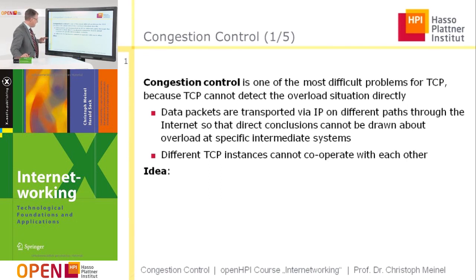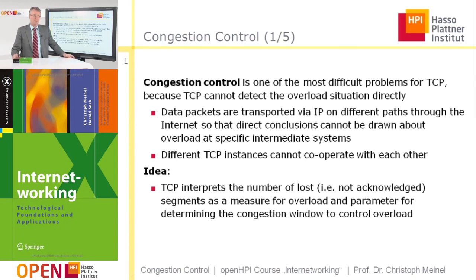So the idea that is used, and it's quite successful, for congestion control with TCP is the following. TCP interprets the number of packet losses. The TCP packages are called segments. TCP interprets the number of lost segments as a measure for overload and as a parameter for determining the congestion window. Congestion window, that's the speed of sending data over the internet.